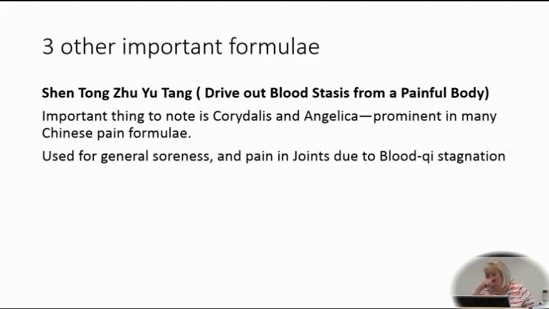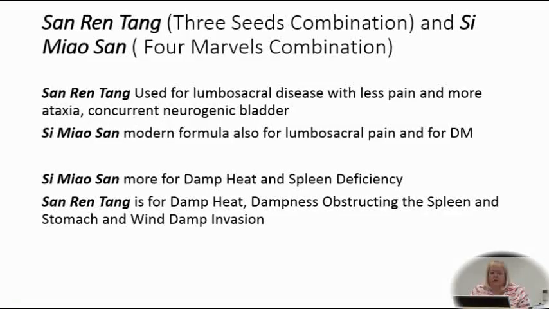And the other 2 that I use are Sanrengtang and Sumutsan. Sanrengtang really for lumbosacral disease, and Sumutsan for degenerative myelopathy and damp heat obstructing the spleen, but lumbosacral pain and DM. And then we're going to talk just a tiny bit about Western herbs for pain.